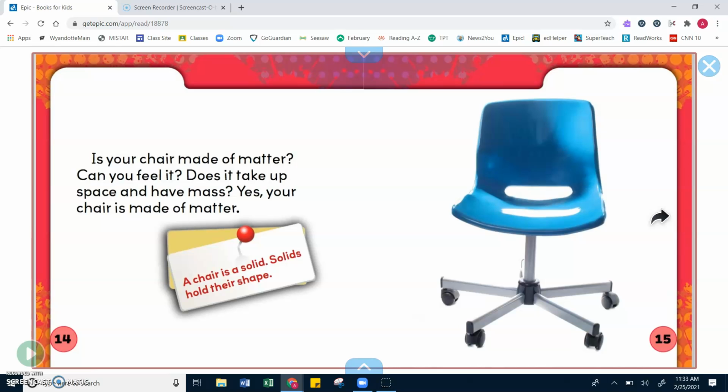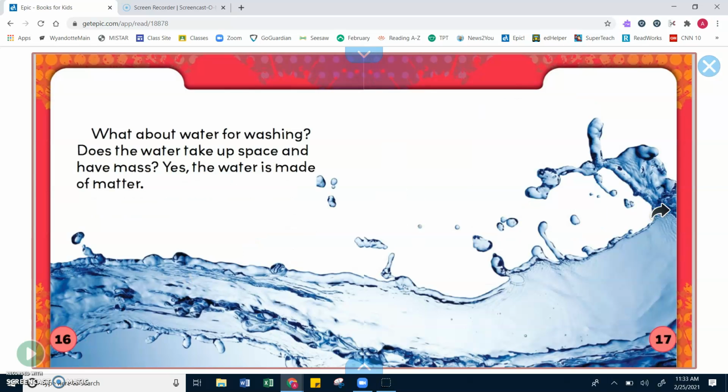Is your chair made of matter? Can you feel it? Does it take up space and have mass? Yes, your chair is made of matter. A chair is a solid. Solids hold their shape. What about water for washing? Does the water take up space and have mass? Yes, the water is made of matter.